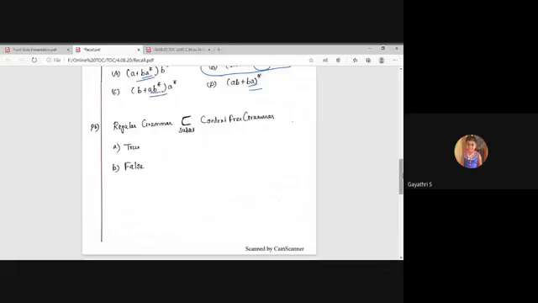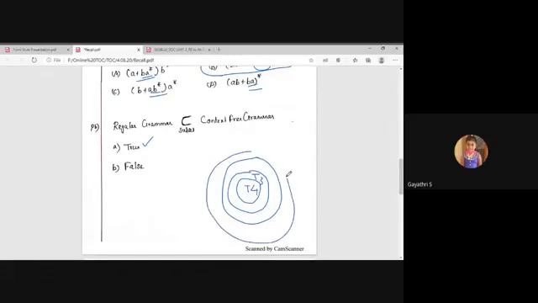Next, regular grammar, that is regular language, is a subset of context-free grammar. True or false? True. Yes, true. Regular grammar is type 3. Then context-free grammar is type 2, then context-sensitive, then recursively enumerable. So regular grammar is the subset of all the three. So this statement is true.